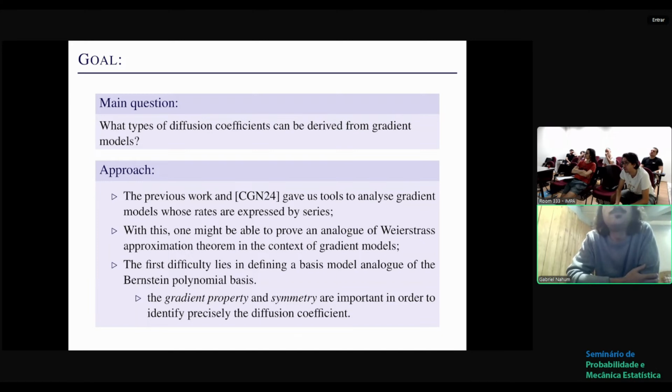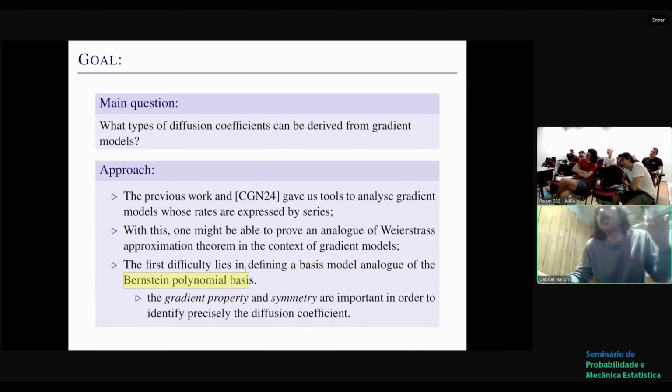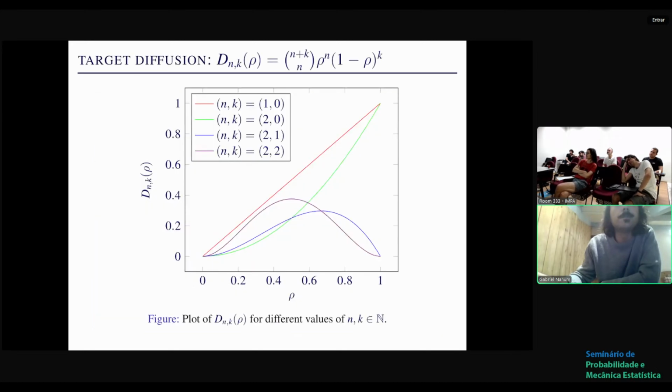But all of this is to get some model that in the limit gives some target diffusion coefficients, and if we can construct some underlying gradient model that behaves like the Bernstein polynomial basis, then in principle we might be able to get the whole class of continuous functions with compact support. So the first step here is to define this Bernstein polynomial basis in the context of gradient models. And then we can apply all the tools that we got from the previous works to get continuous functions as diffusion coefficients.